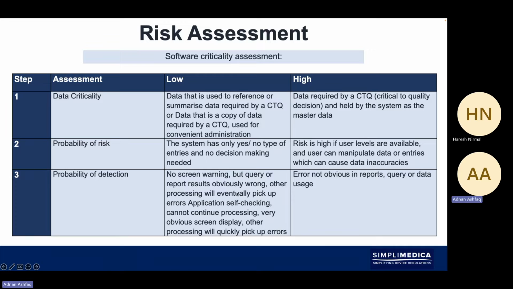The third point, then we'll look at detection, and we look at whether there's any warnings or no screen warnings, or anything that can be picked up that could be on a display that could prompt the user. There might be an alarm or something that's indicating that would be a low risk, or high risk would be if there's errors or not obvious in reports, query, or data usage. So that would be a high risk in those cases.